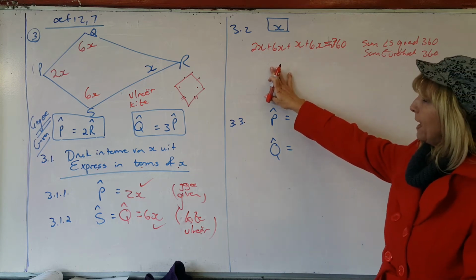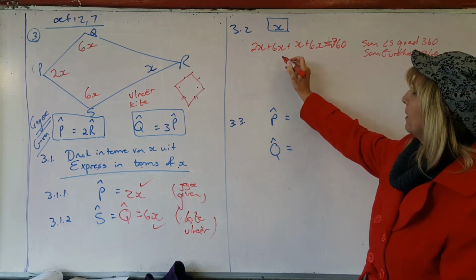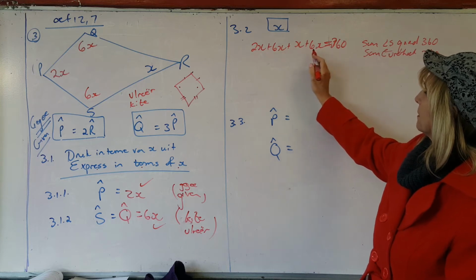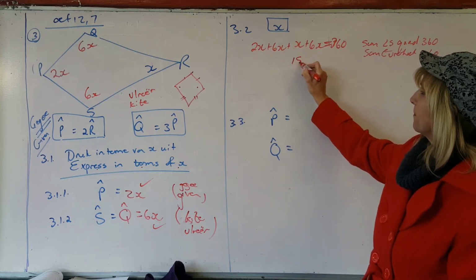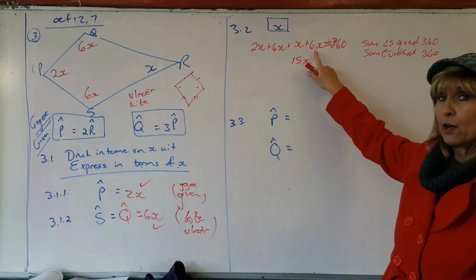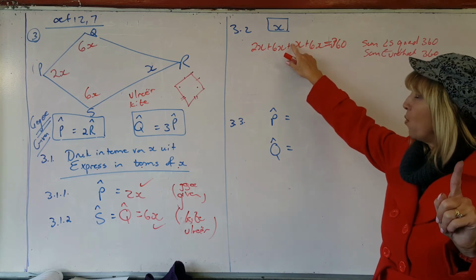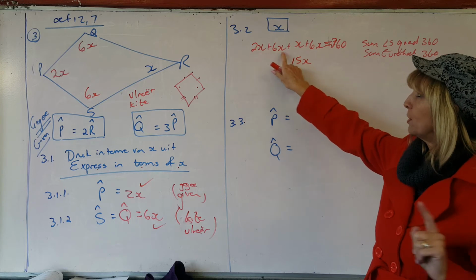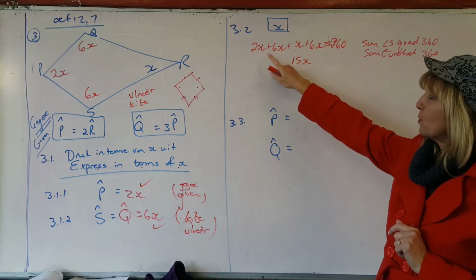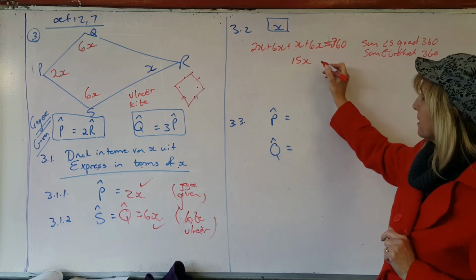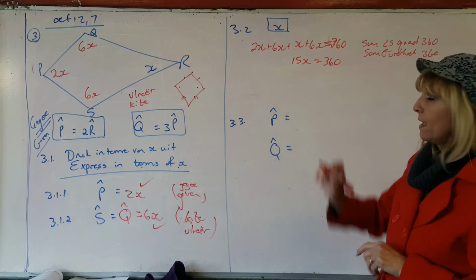So if I add, I get 8, 12, 13, 15. Am I right? Because how do I add? Algebra. Add the coefficients: 6 and 1, and 6 and 2 gives me 6 and 6 is 12, 13, 14, 15, x. So how will I get x now?